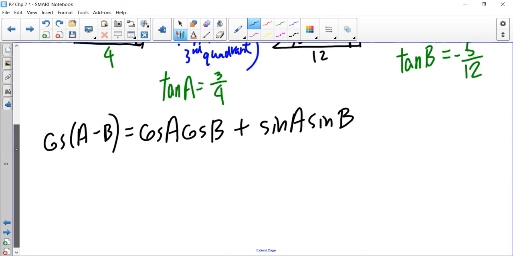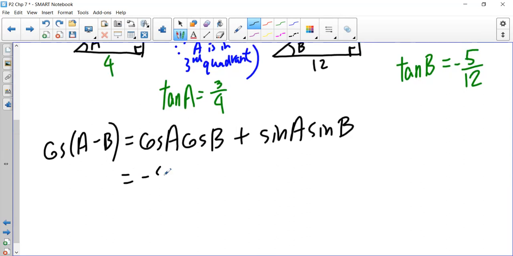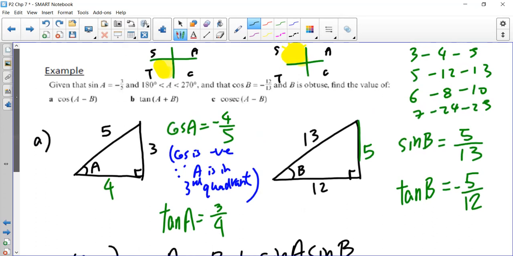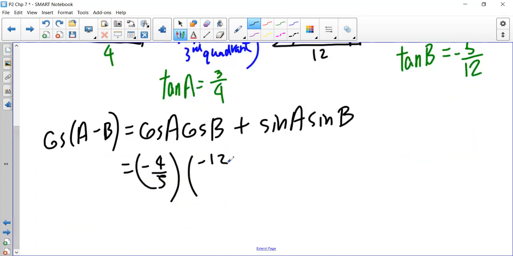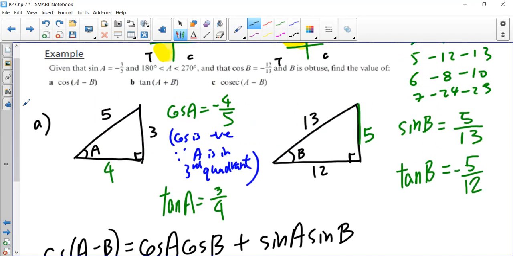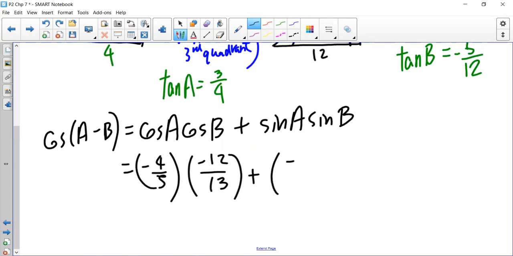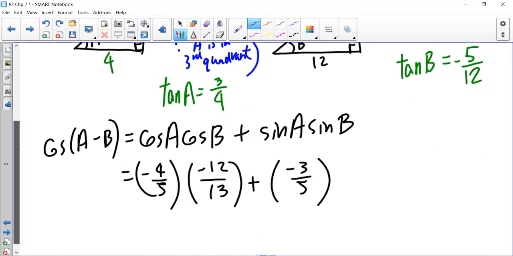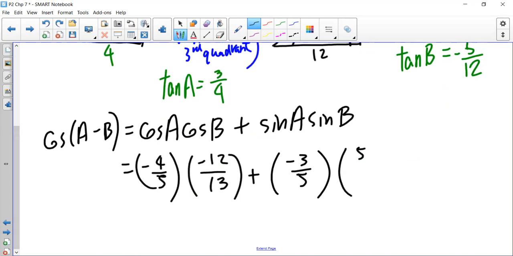So cos A, cos B. Cos A is negative 4/5. Cos B is, given by the question, negative 12/13. Sine A is, given by the question, minus 3/5. And sine B, we found, is 5/13. So therefore, just plug the whole thing into the calculator in fraction form, let the calculator do the hard work, and you should get 33/65, which is the answer.